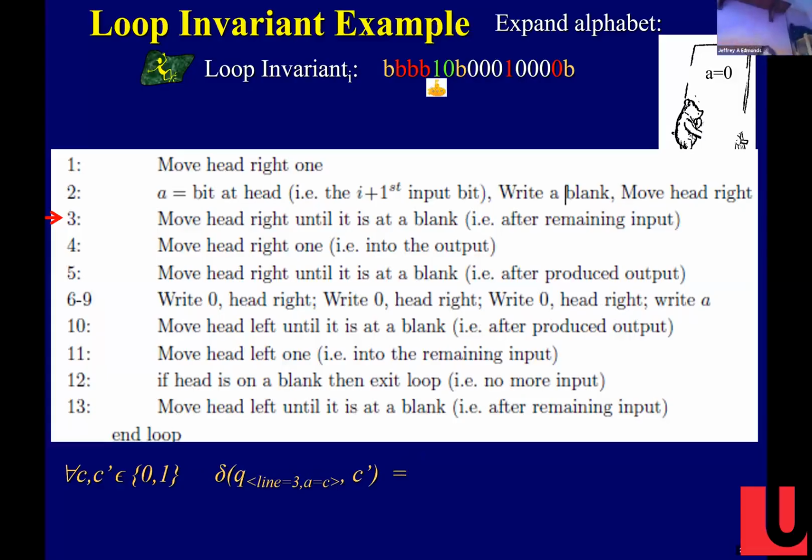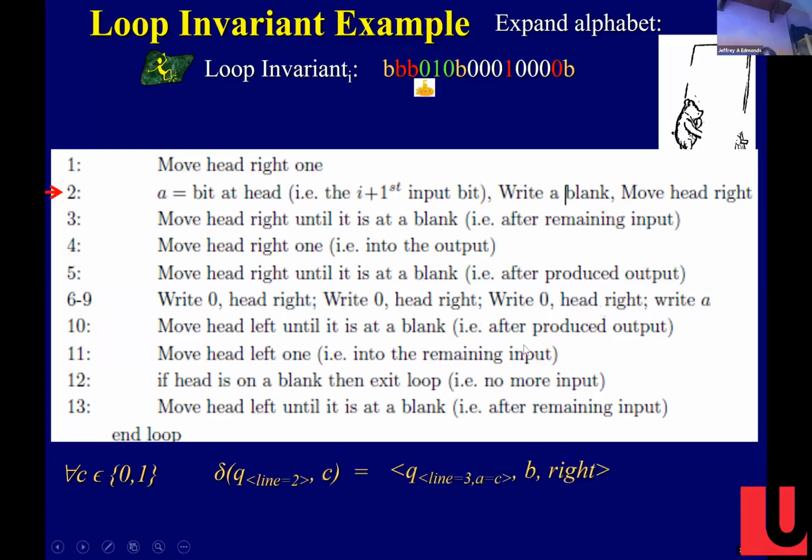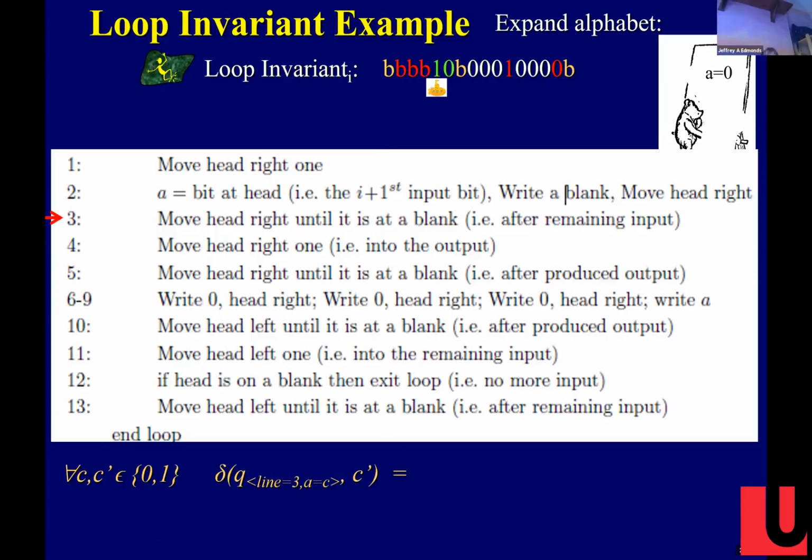So I was in the state line 2, I moved to the state line 3, A equals 0. So now I think, oh, I'm in state line 3, A equals 0. So line 3, A equals C. C is either 0 or 1. And now I'm going to read a new value. Here's the new value that I'm reading. What is the new value? Well, I'm hoping it's a 0 or a 1. I have to worry about blank, but right now it's a 0 or 1.